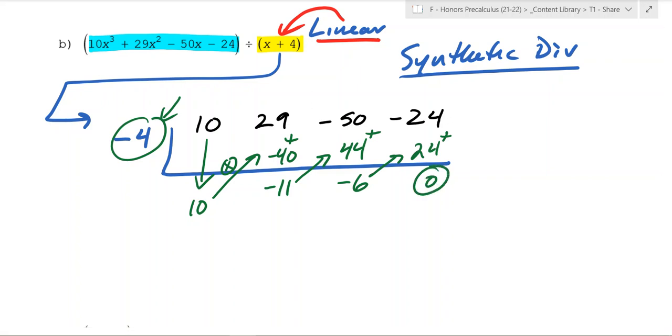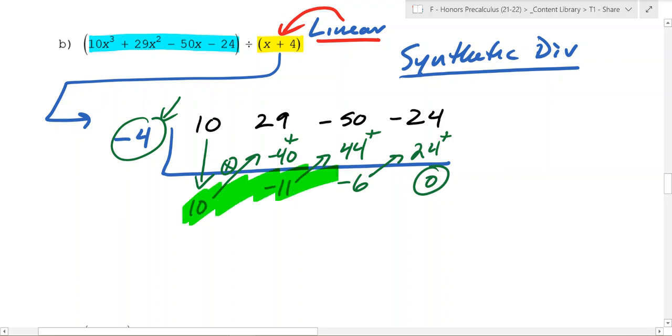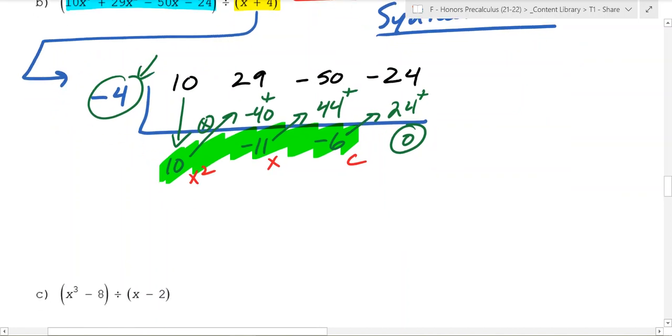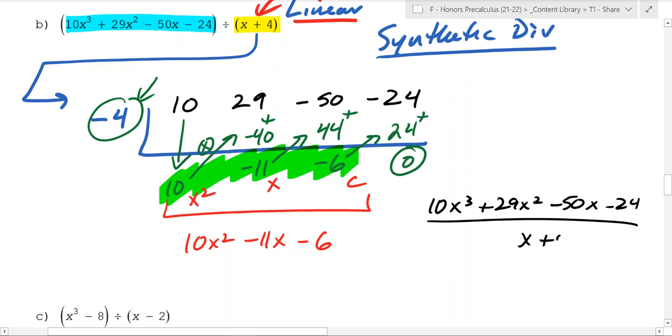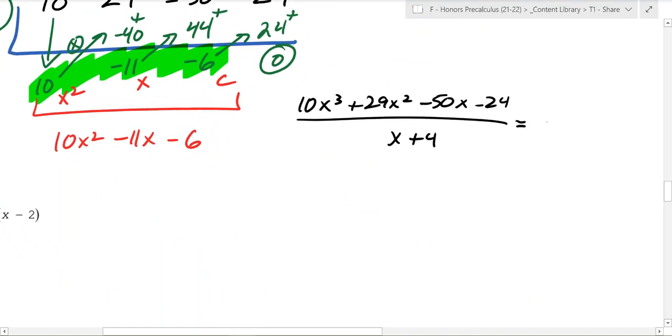What's really nice about this is that when you look at these numbers right here underneath, this is the constant, this is the x term, and this is the x squared of what's left. Meaning this translates to 10x squared, not plus, minus 11x minus 6. This tells you that this thing you're dividing into, 10x cubed plus 29x squared minus 50x minus 24, we just divided by x plus 4. And based on what's in the green there, that's equal to 10x squared minus 11x minus 6. Again, this is a faster way of doing polynomial long division, but it's only good if it's a linear term.